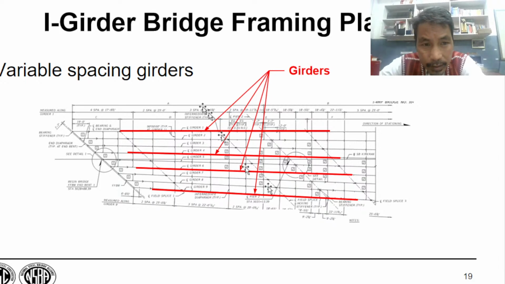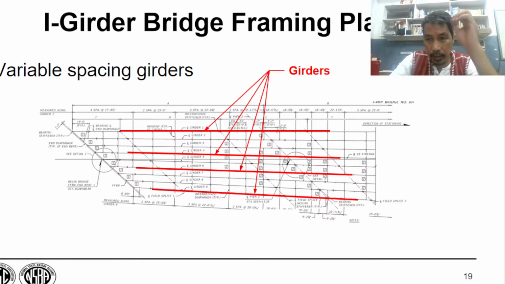Just to show that the spacing of girders is not constant. They are variable spacing. Take a look. They are not parallel. So the spacing is not the same. And that is the only detail that we need to know.